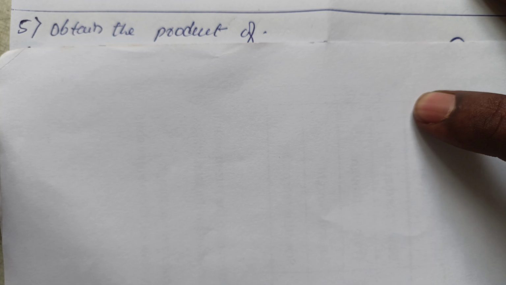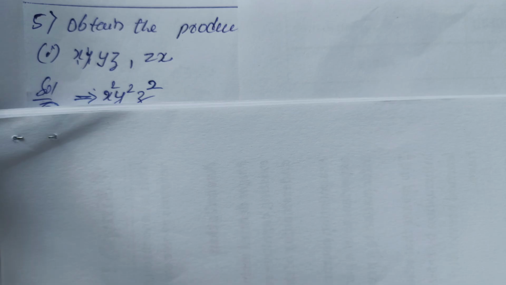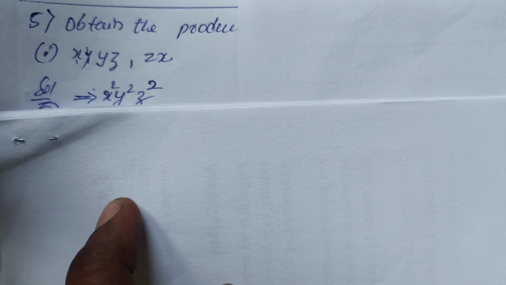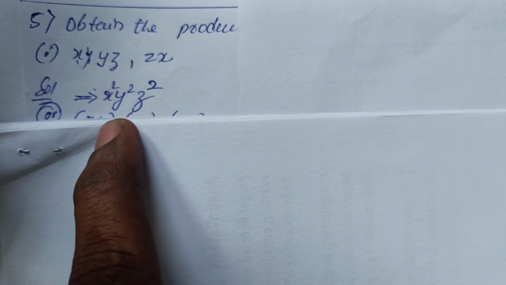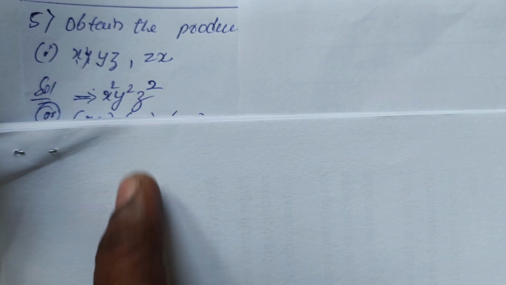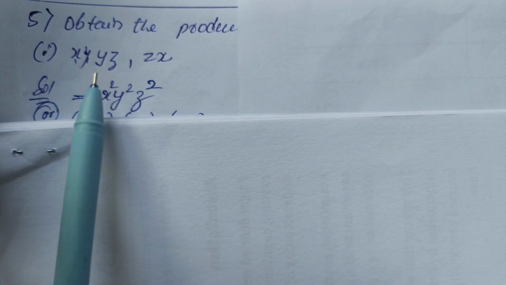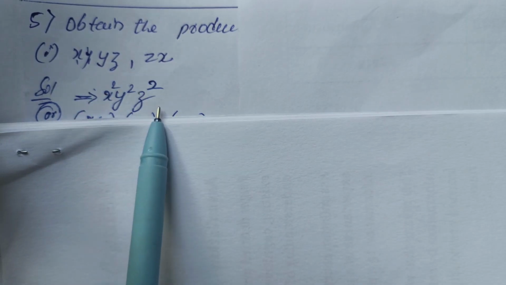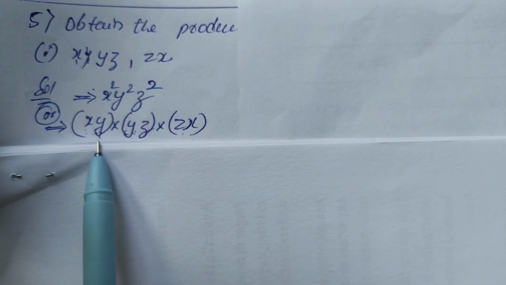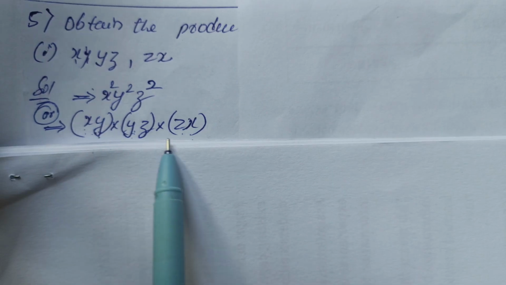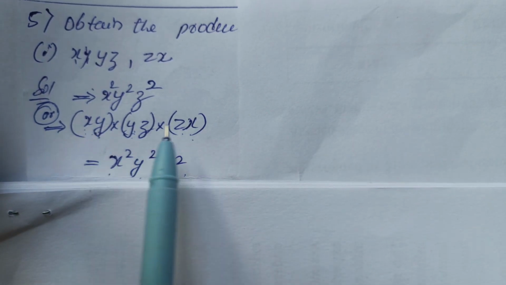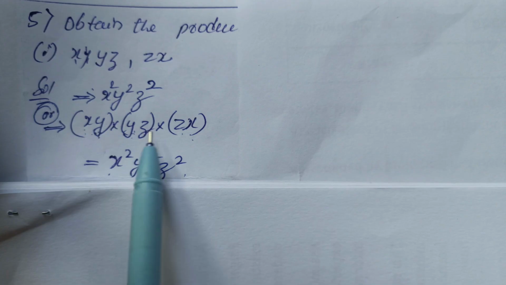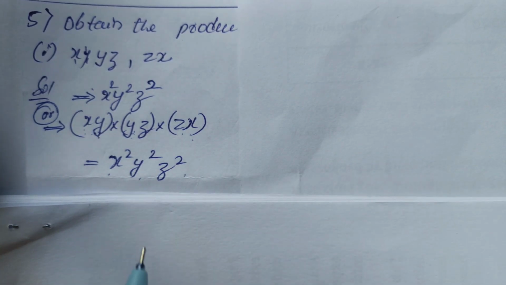Now we will move to the fifth question. Obtain the product. Here they have given xy, yz, zx. So here we can directly multiply. x into x is x square, y into y is y square, z into z is z square. Or we have to do it like this: x into y into yz into zx. Therefore x into x is x square, y into y is y square, z into z is z square. So this is the answer.